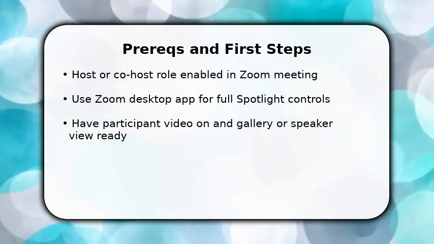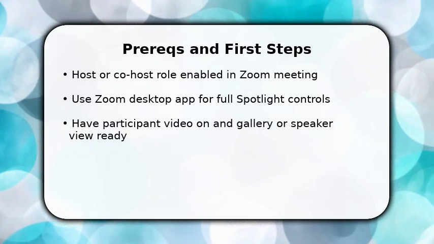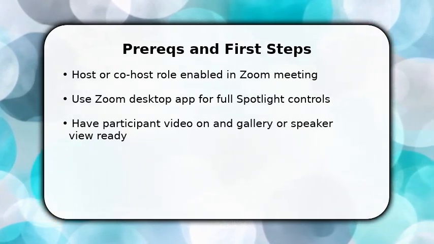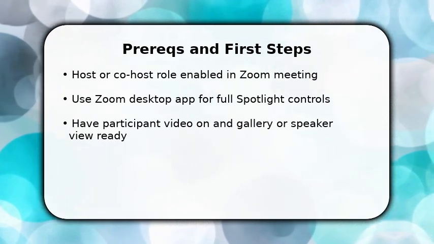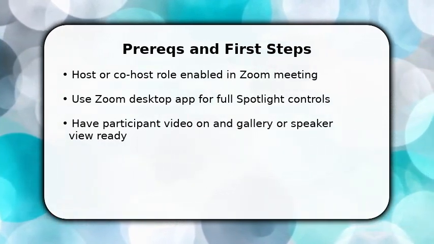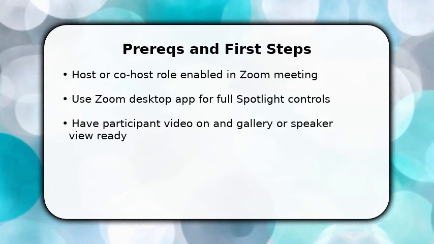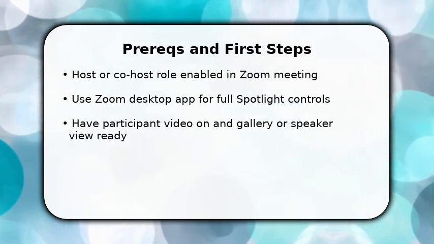You start as the host or an assigned co-host. This is required to spotlight. Once in the meeting, make sure the participant you want is on video and visible. Click the participant thumbnail or right-click their video to reveal spotlight options. Choose Spotlight for everyone to fix their feed.